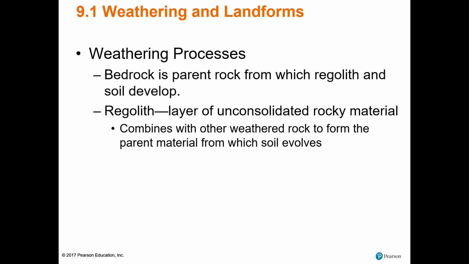A weathering process occurs when the bedrock, which is parent rock, forms, and in this bedrock, regolith and soil will develop. Regolith is a layer of unconsolidated rocky material. It combines with other weathered rock to form the parent material from which soil evolves.